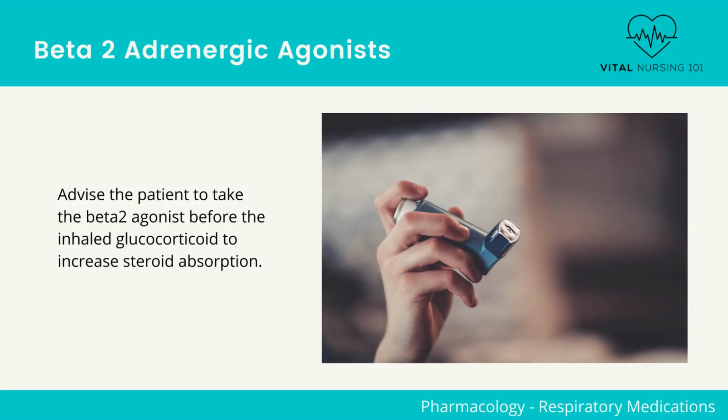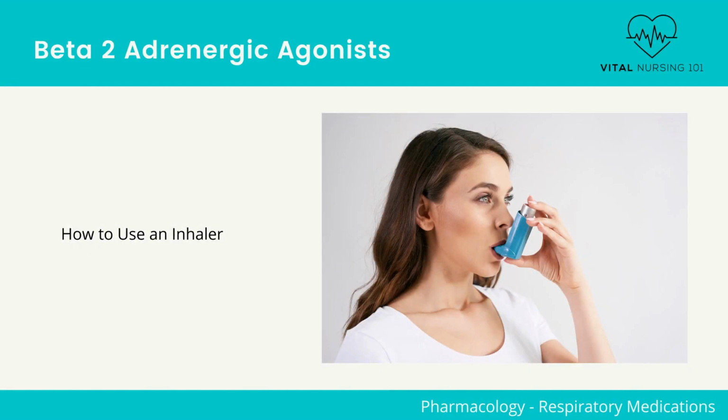This is a must-know. Advise the patient to take the beta-2 agonist before the inhaled glucocorticoid to increase steroid absorption. Here are instructions on how to use an inhaler correctly. Remove the mouthpiece. If appropriate for the medication, shake the container.